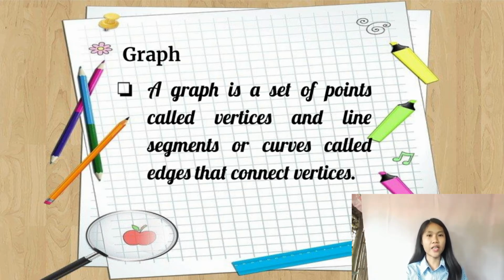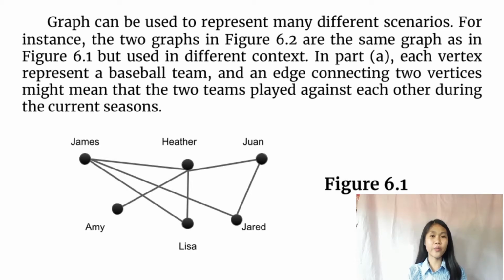A graph is a set of points called vertices and line segments or curves called edges that connect vertices. In addition, a graph can be defined as a pictorial representation or a diagram that represents data or values in an organized manner. The points on the graph often represent the relationship between two or more things. Graphs can be used to represent many different scenarios.